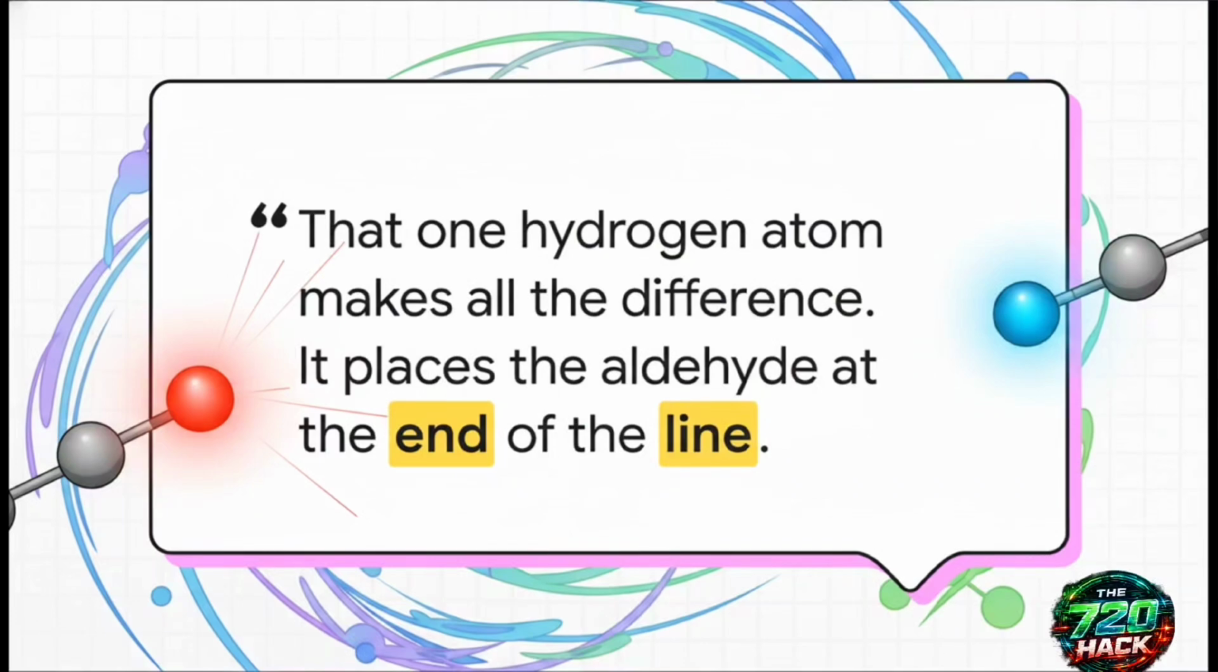And the consequence of having that hydrogen is just huge. Because hydrogen can only form one bond, the entire aldehyde group has to be at the very end of a carbon chain. It can't be sandwiched in the middle. It's a terminal group, always on the edge.